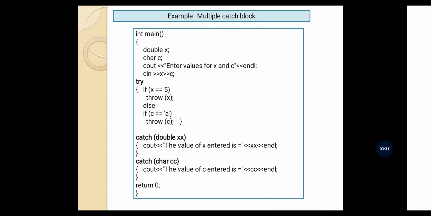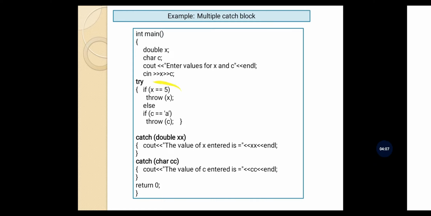So look at this. Here I have a double and I have a char. So basically I'm trying to generate two kinds of exceptions. I'm entering the value for x and c, which is a double and a char. Now inside my try block I have written code wherein I don't want the value for the double to be 5 or the character to be a. Other than this, if any value is entered, no exceptions will be thrown. However, if the value of x is entered as 5 or the value of c is entered as a, we need to throw this as an exception. We don't want these values in the code.